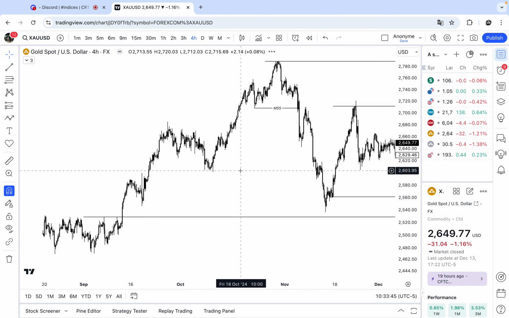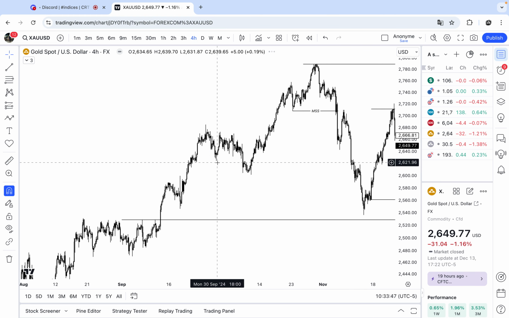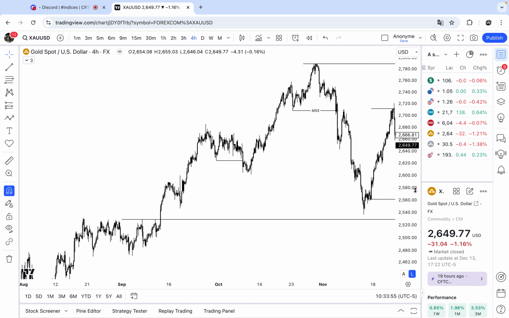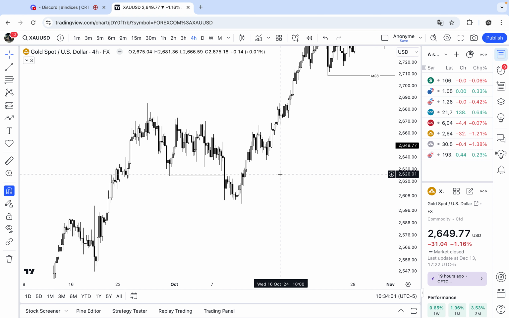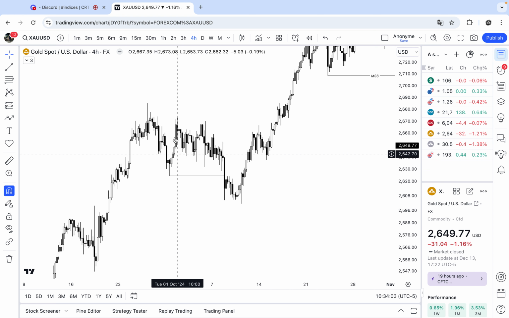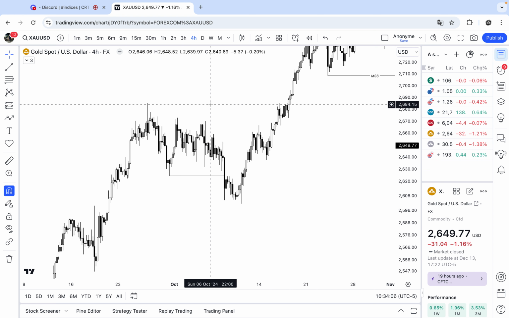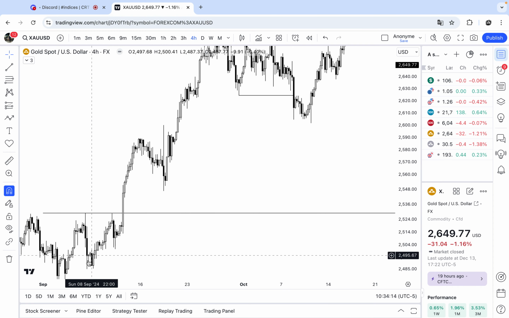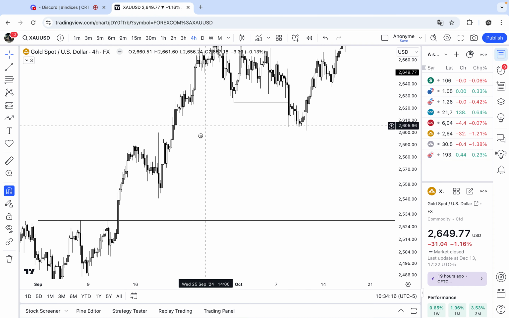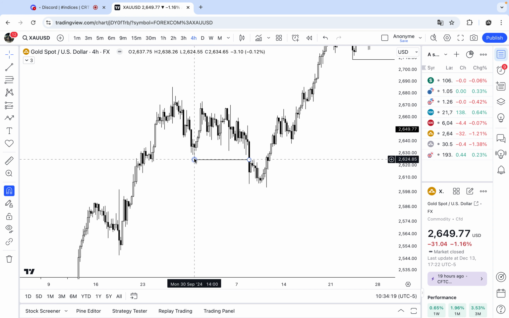And let me, like, for example, right here. People think this is a market structure shift, okay? But the thing is, this low didn't break the high. This is the last high. So look, we got low, high, low, high, low. This low did not break the high.